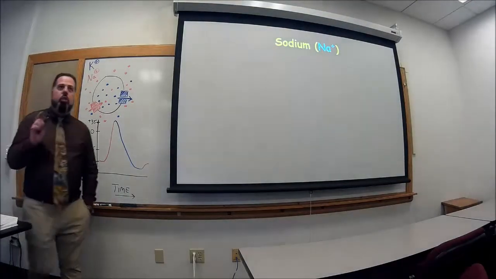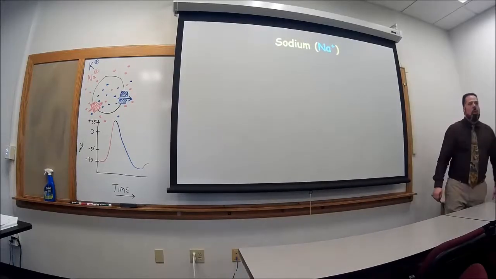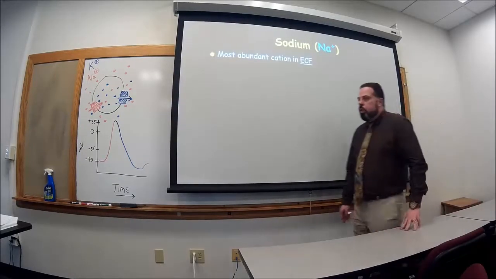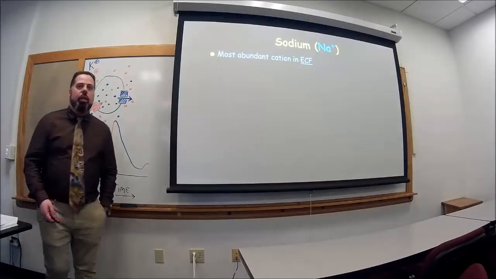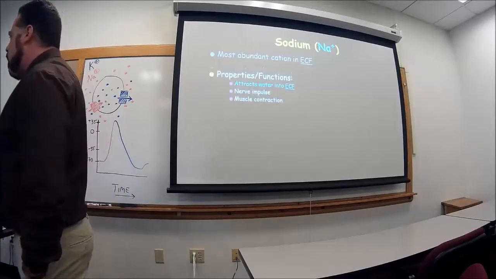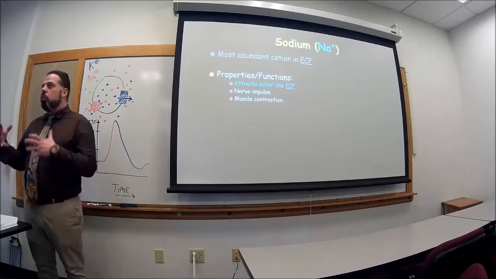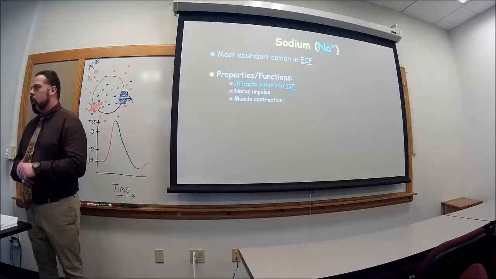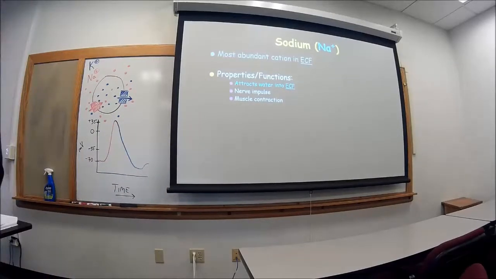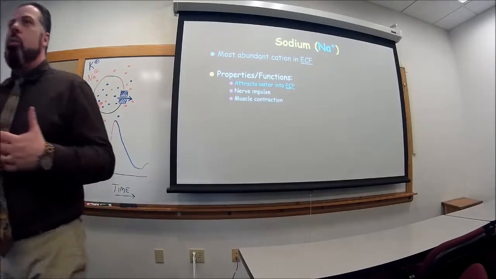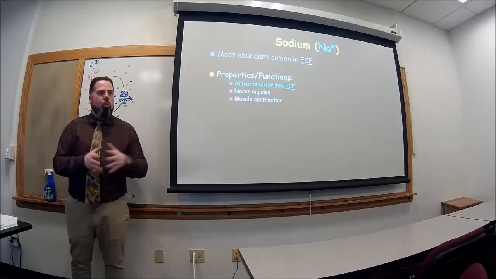All right, so let's talk about sodium and then potassium, and then we're done. Sodium is the most abundant cation outside the cell, in the extracellular fluid. Its properties: it's going to attract water into the extracellular fluid. The more sodium is out there, the more water will go out there. Water follows where there's more concentration of sodium. You've seen that with high blood pressure: when there's more salt in the bloodstream, water goes where there's more sodium.